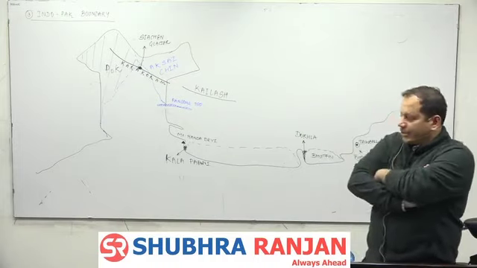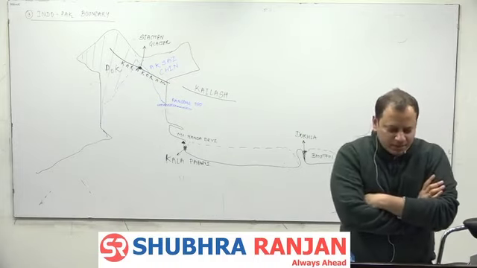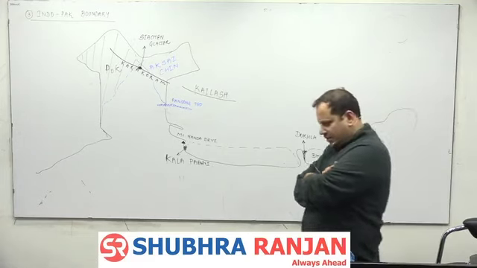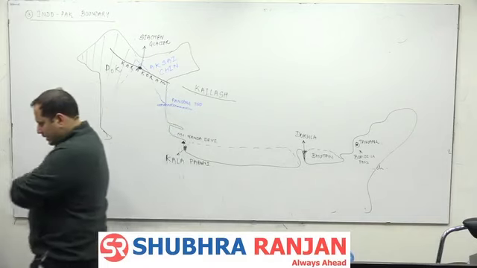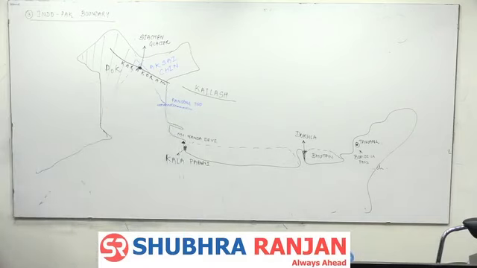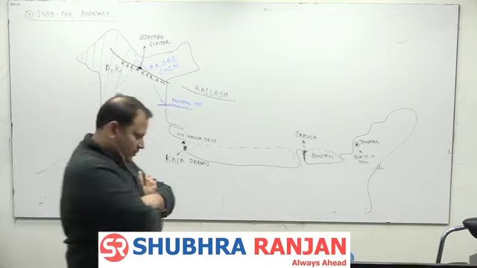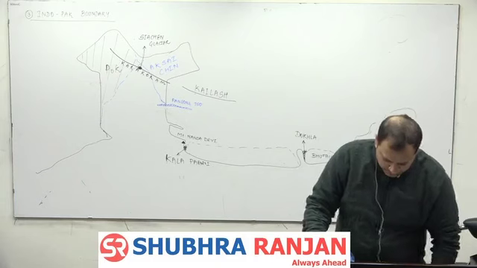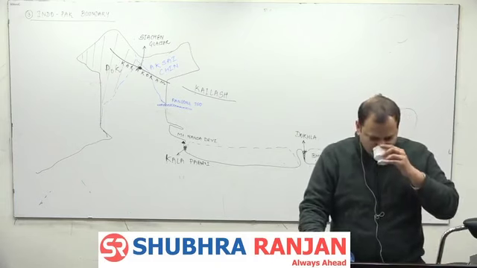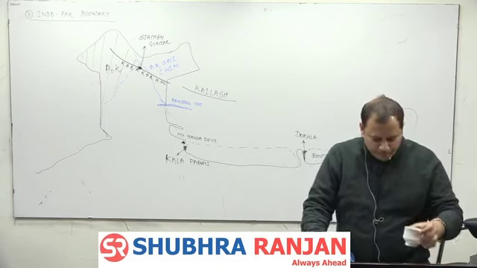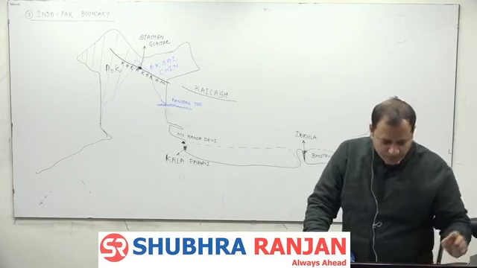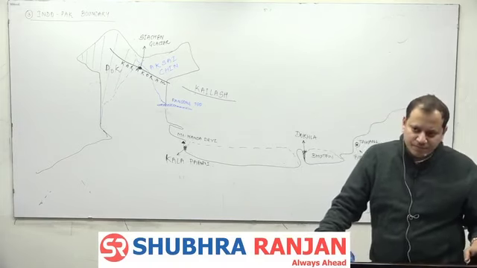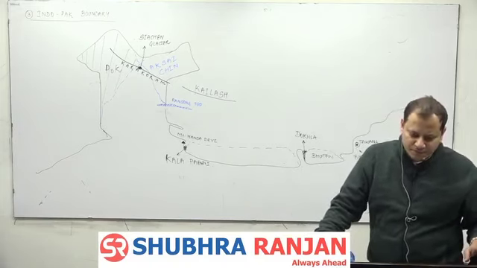So you can take down: the Indo-Pakistan boundary passes through different geographical regions, from the marshy lands of Kutch to the shifting sand dunes.